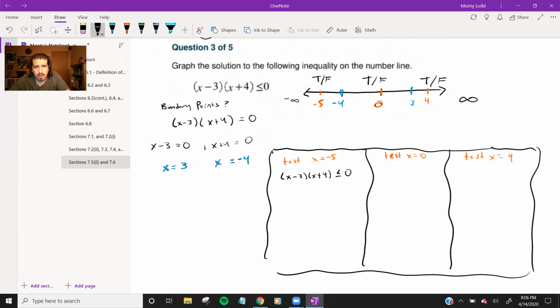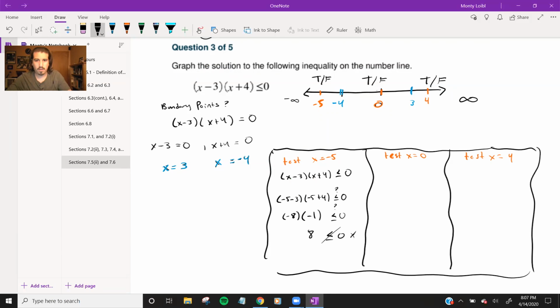Okay, so plugging in -5, you got -5 minus 3, -5 plus 4, less than 0, right? Or that's a question mark, right? We don't know if that's less than 0 or not. -5 minus 3 is going to give you -8. -5 plus 4 is going to give you -1, right? We still don't know, is that less than 0? Well, multiplying two negatives is going to give us a +8. That is not less than that, right? That's false.